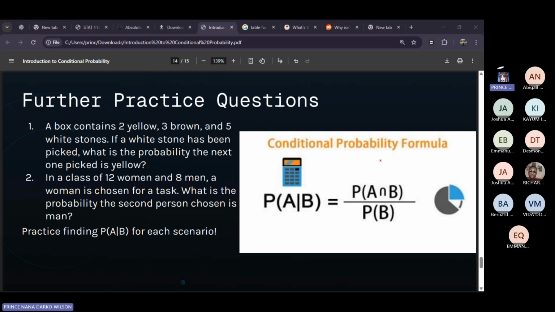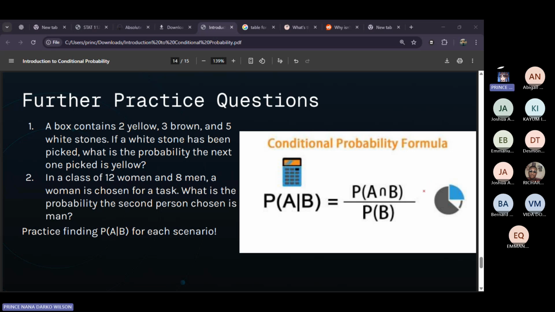That will mean that we should know the probability of picking firstly a white stone and following it with a yellow one, and dividing that all by the probability of picking a white stone at all, a yellow stone at all, like so. That's y, by the way.